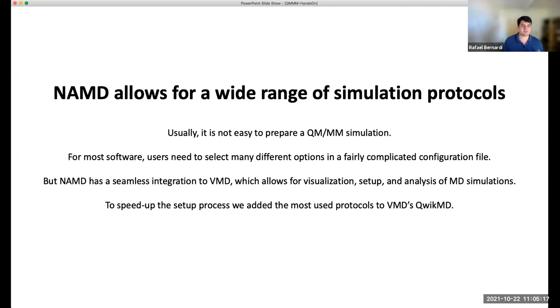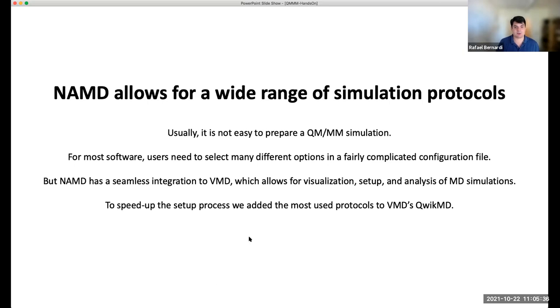What we tried to do was make something easier, especially because we have VMD. So we integrated most of these steps into QuickMD. It's very easy to use to select the QM region. You can select the atoms that you want, you can select the methods all through there, and then you can simulate. It's much, much easier than any other tool that I know, honestly.